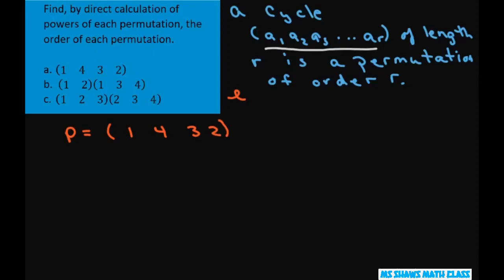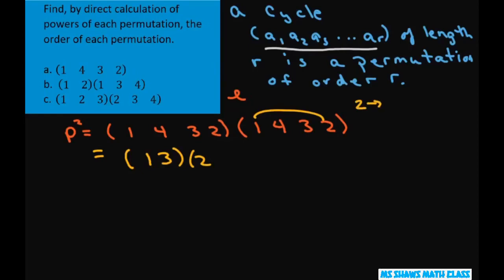So for P squared, we're going to do (1 4 3 2) twice and simplify. When you simplify this, 1 maps to 4, 4 maps to 3, 3 maps to 2, and 2 maps back to 1. So this is going to be (1 3), close it up, and then write your 2. 2 maps to 1, 1 maps to 4, so this is going to be (2 4). All right, that doesn't equal the identity.